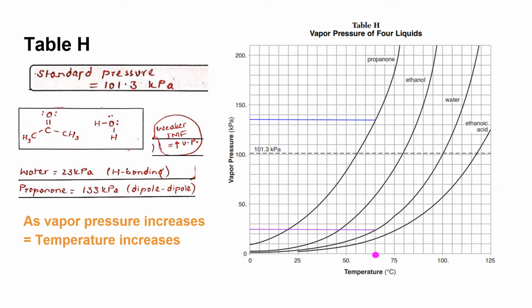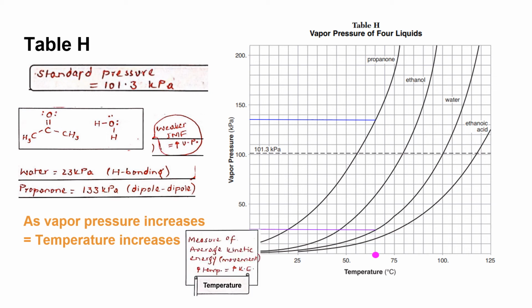And another thing that this graph tells you is the relationship between vapor pressure and temperature. So notice how all of the curves are going upward, starting from 0. So that tells us that as the vapor pressure is increasing, the temperature is also increasing, or vice versa. As the temperature is increasing, vapor pressure is also increasing. So that leads us to the discussion about temperature.